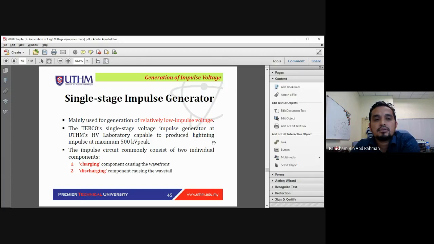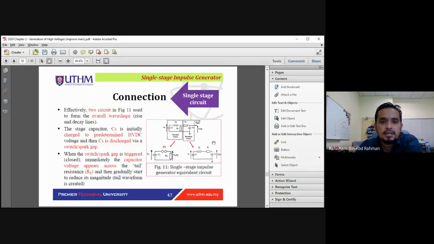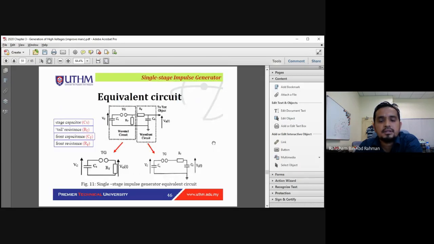We need also to prepare more on the insulations, clearance, insulator coordinations, etc. So the best way to achieve this is by using a Marx generator. So this is the circuit of the impulse, how to generate impulse. We have the trigger. Three important components are the trigger gaps, the capacitor, and the resistor.